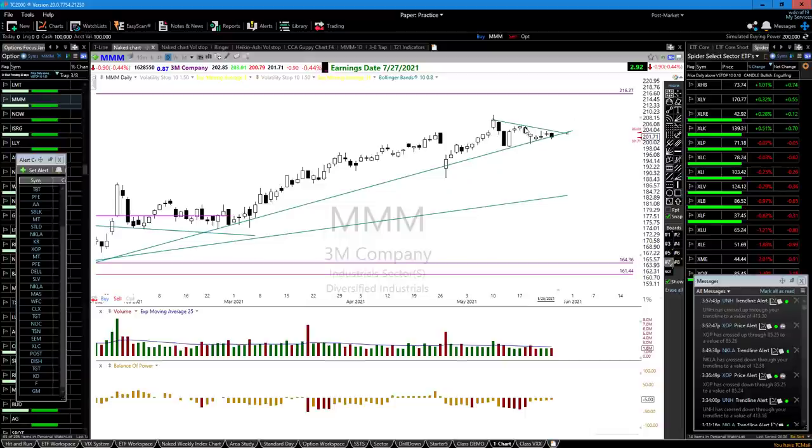Now, this trend line is just to show that we're in this little wedging pennant type pattern. For me, there's no trade on 3M unless this breaks out and holds. Every single downtrend is the same. Ask anybody in Right Way Options. I draw that pattern 100 times a day.